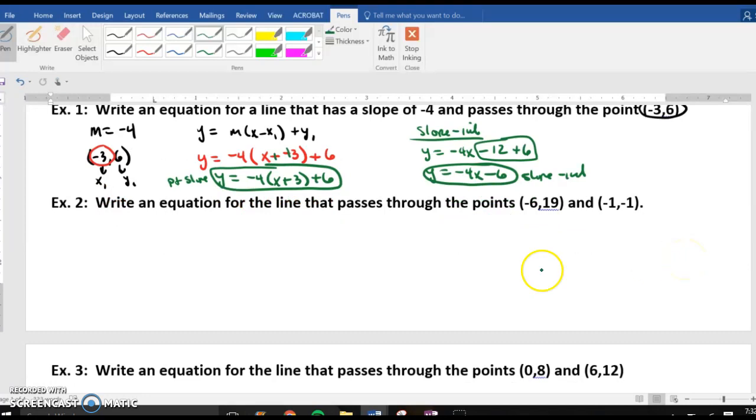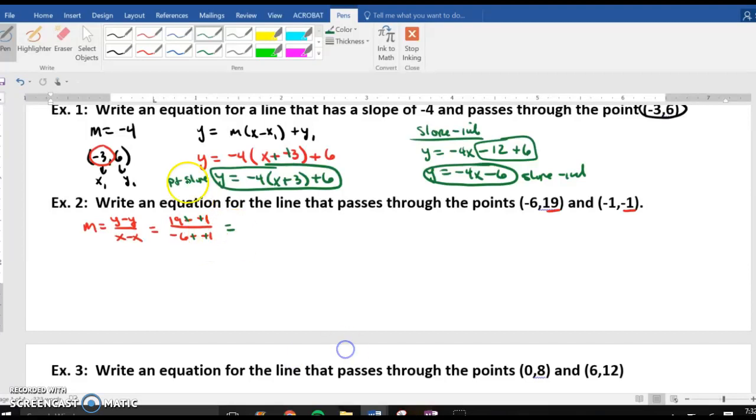Okay, so when we look at the next one, write an equation for the line that passes through the points (-6, 19) and (-1, -1). Well, they don't give us a slope in this one, so we actually have to go and find it. So remember, we're going to do y minus y over x minus x. So I'll start with 19 minus -1 over -6 minus -1. Since I'm subtracting negative on top, I add it.